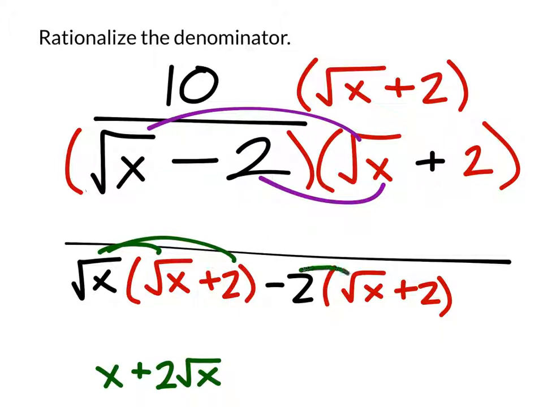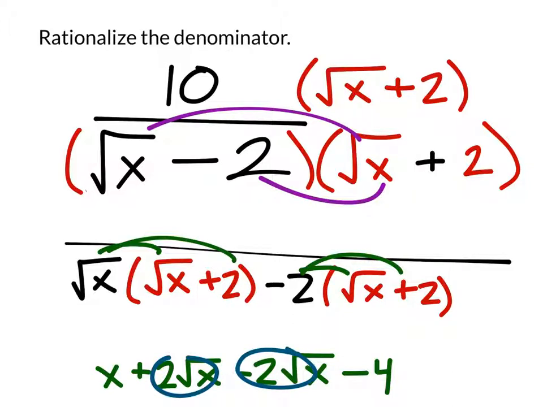And then I need to distribute my negative 2 as well. So I got negative 2 times the square root of x. And negative 2 times 2 is negative 4. Now we should be able to see right there that the two middle terms are going to cancel out right here. Right? Positive 2 square roots of x minus 2 square roots of x gives us 0 square roots of x. So they cancel out. Right? So that's how we got that x minus 4 stuff.